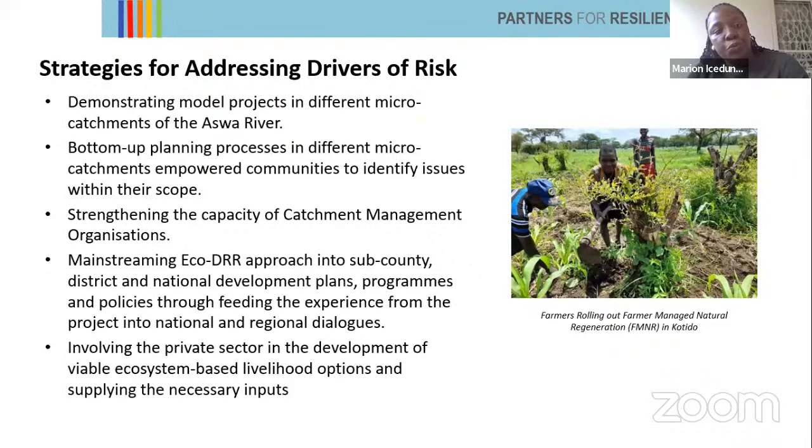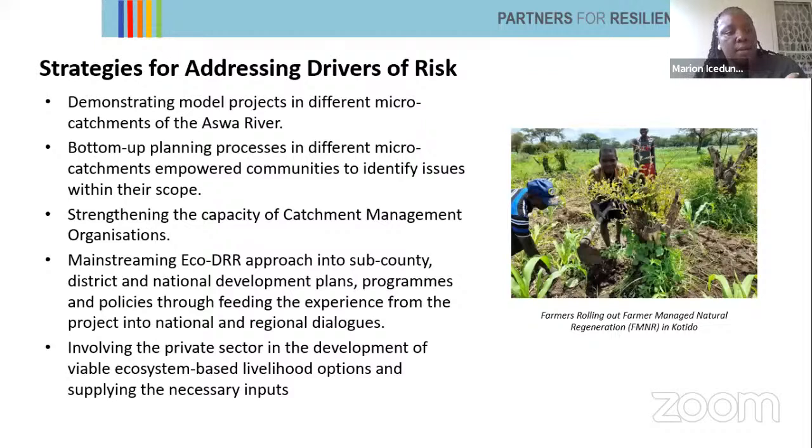So what did we actually do to address these drivers of risk? For the case of Uganda, we demonstrated some models at community level, but these models were based on an assessment from a catchment perspective. So to say, we had a combination of both local models or interventions, nature-based solutions, but based on a catchment-level assessment of hazards to inform where we could demonstrate these models, for example, where we could set up apiary farming, where we could demarcate the wetlands, or where we could protect buffer zone areas.